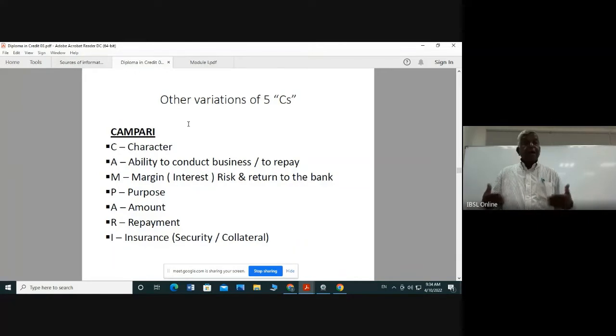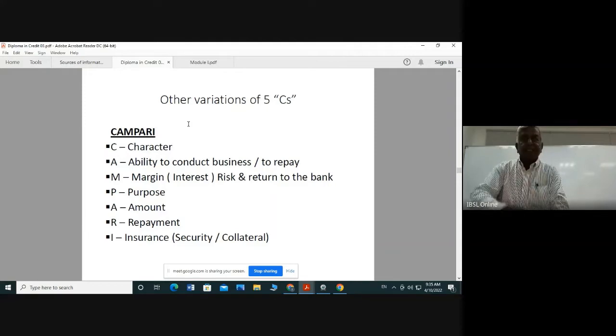And M, margin, that is interest. What is the interest rate? Then R, how the risk can return to the bank. How is the bank benefited? Then P, purpose. For what purpose, whether legal or illegal, you have to check. Then A, what is the amount of the loan requested? And R, repayment. How is the repayment? Analyze. And finally I, insurance, that is the security or collateral.